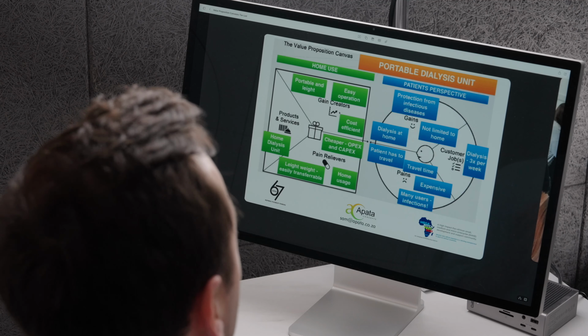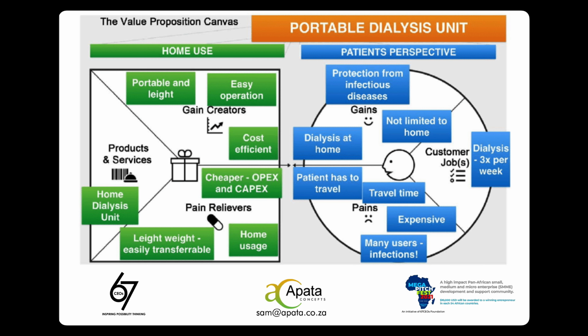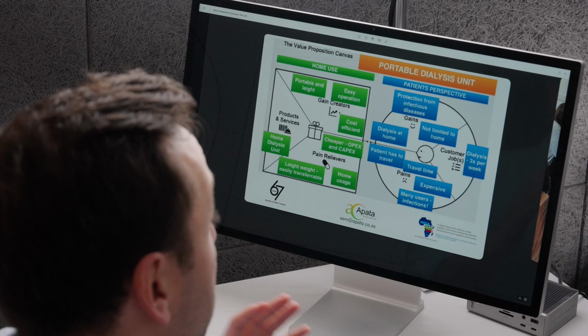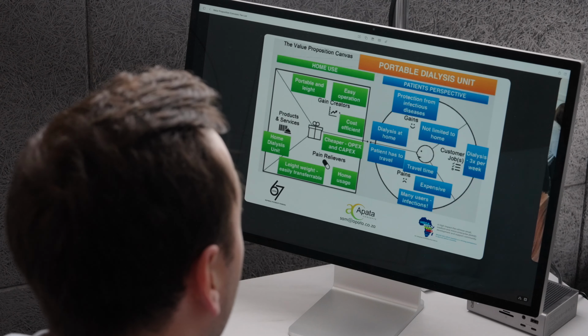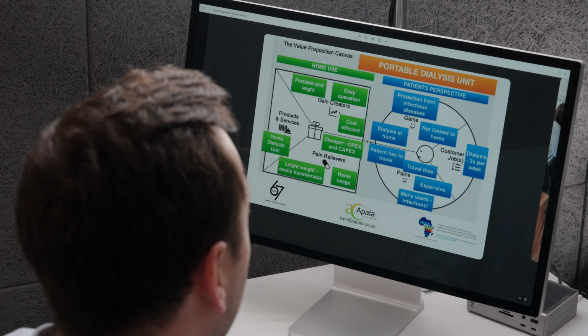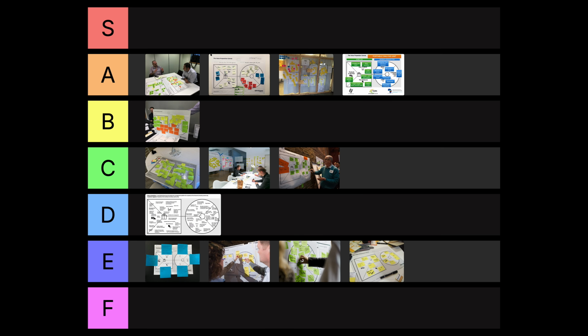Example 13 is a good example of a digital canvas. I really like how they've put the title at the top, who it's for on the right, and what the product is on the left. And the jobs, pains, and gains are really clear. I like it a lot. I'm going to put this into A tier.